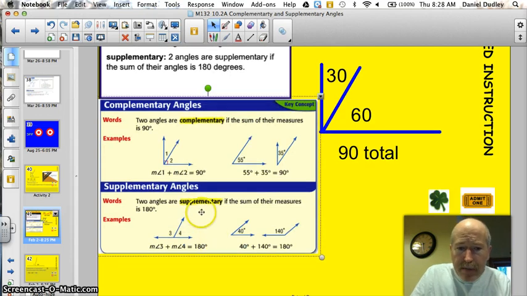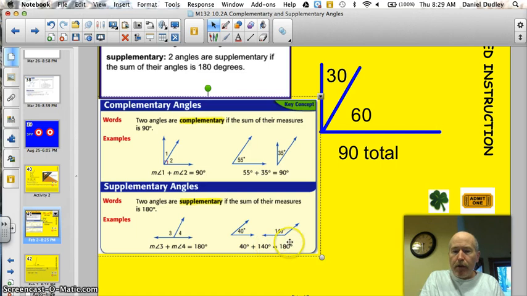Just like that, supplementary angles, we have angle 3 and 4. Notice the straight line on the bottom. A straight line bisected, that's going to be supplementary because angles 3 plus 4 equal 180 degrees. Here are two other angles that are broken up, yet together I could put them together and make a straight line. I could slide this guy right over here and it would fit in. And I would have 40 plus 140 would equal 180 degrees. So those are supplementary angles.